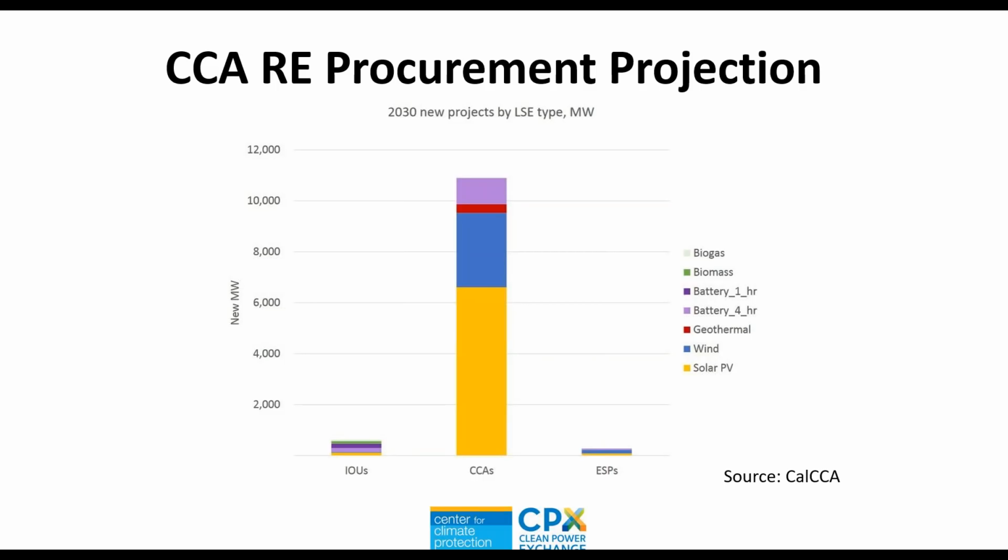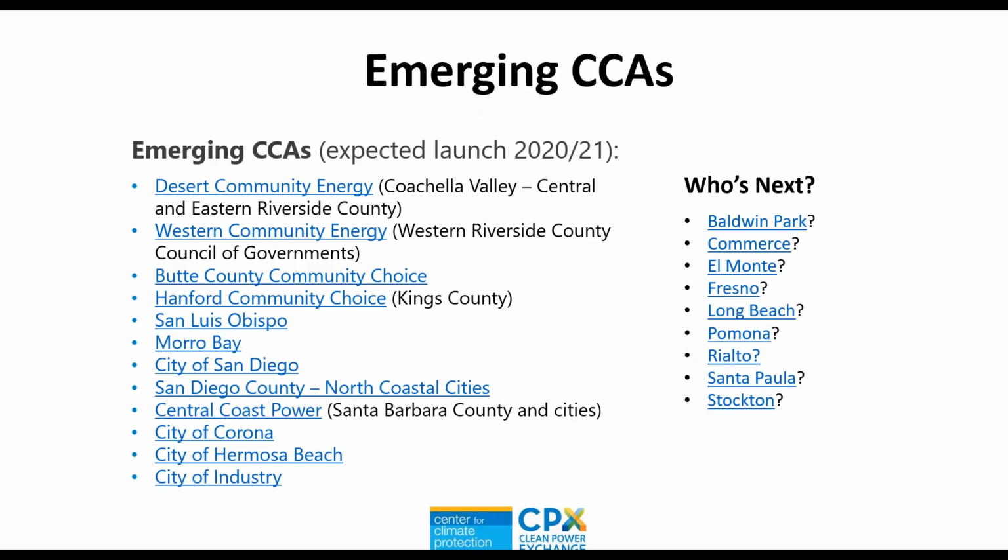The expectation between now and 2030 is that the lion's share of procurement is going to be in the hands of community choice agencies. So you can see there the CCAs in the middle expected to be doing the bulk of that procurement. Next slide.